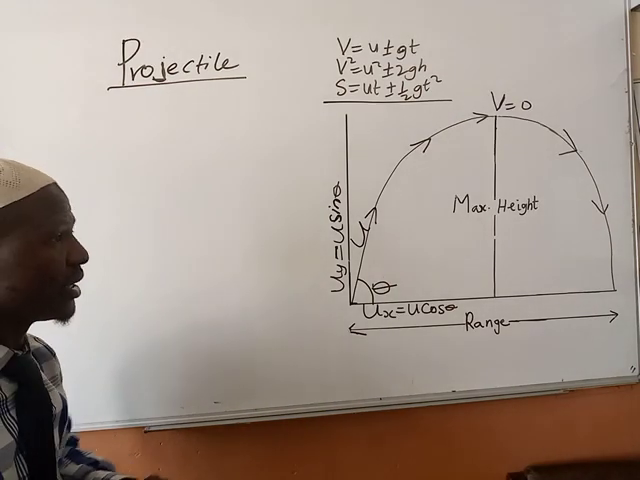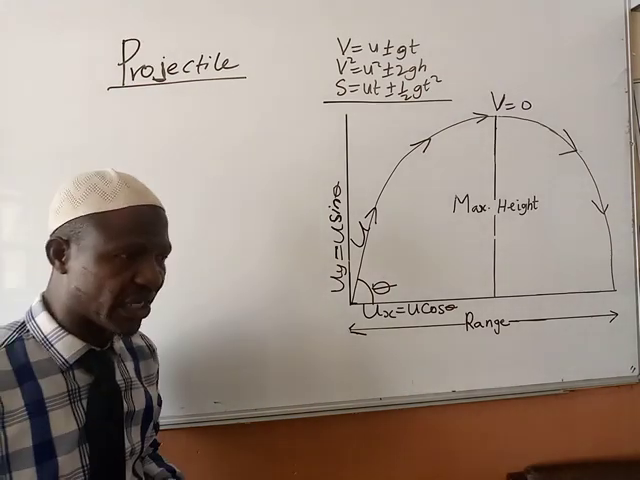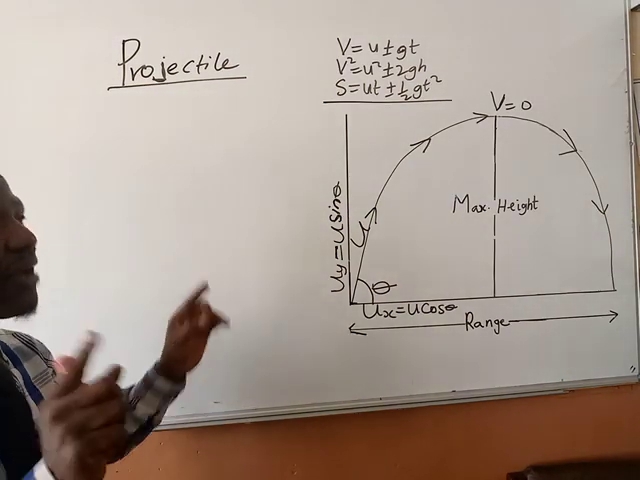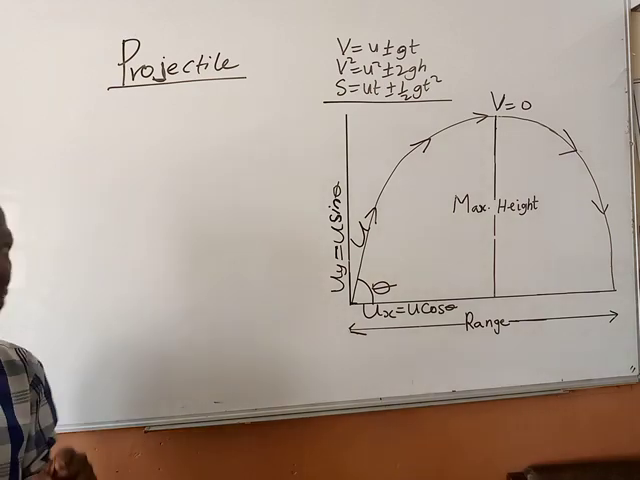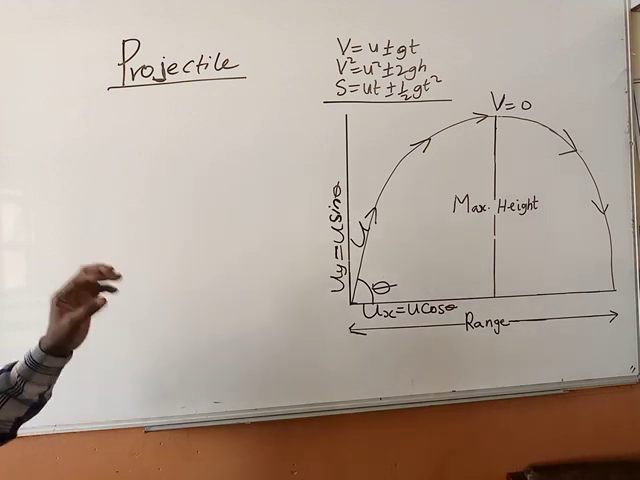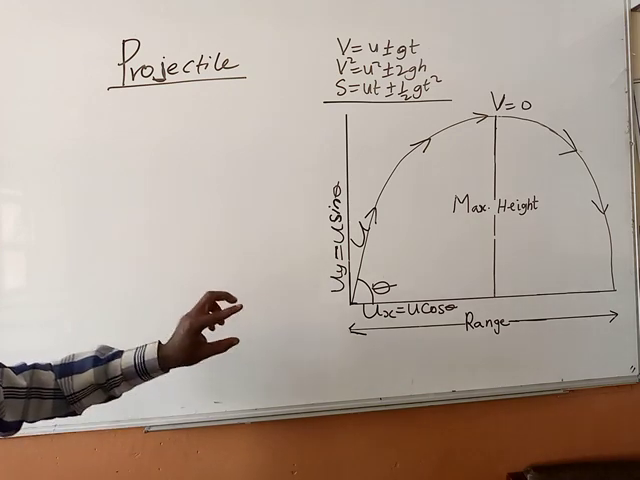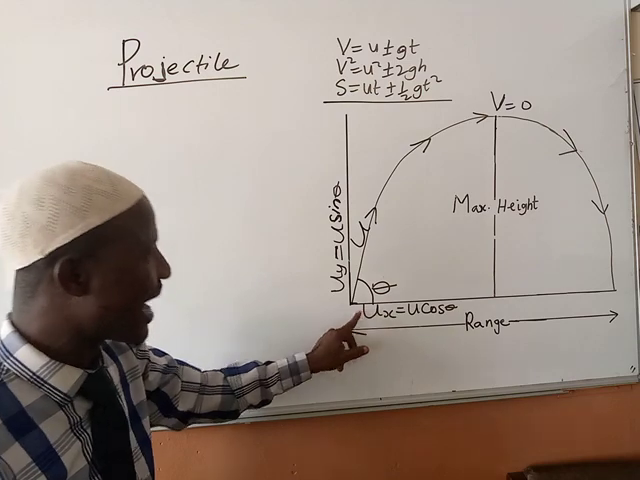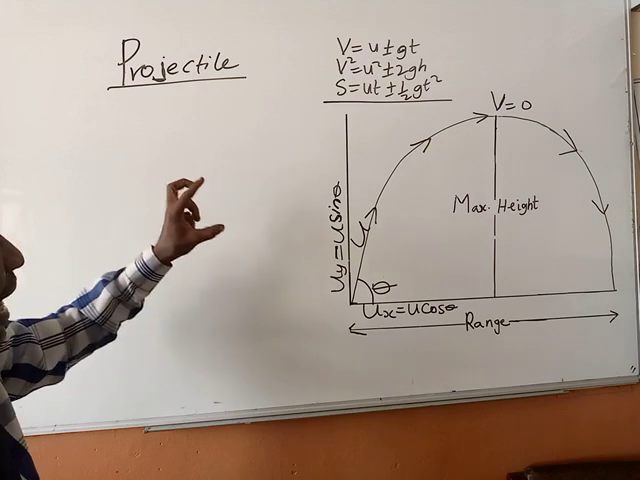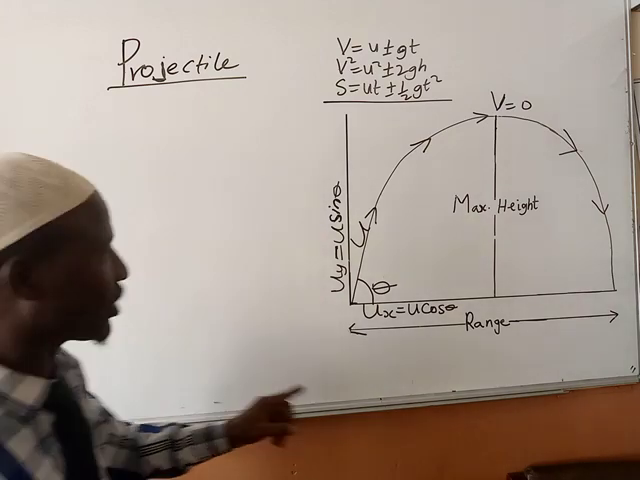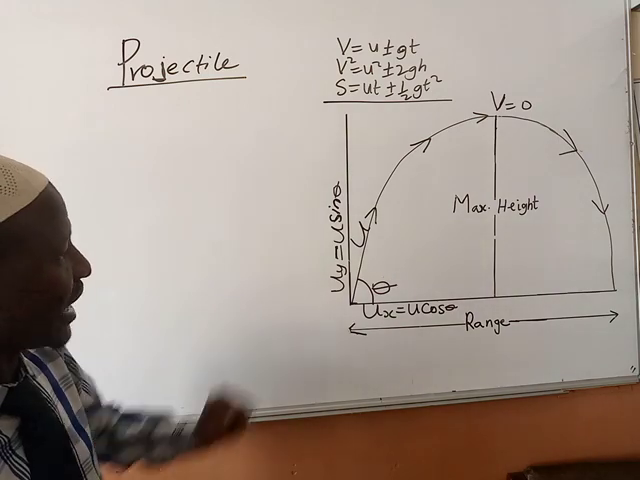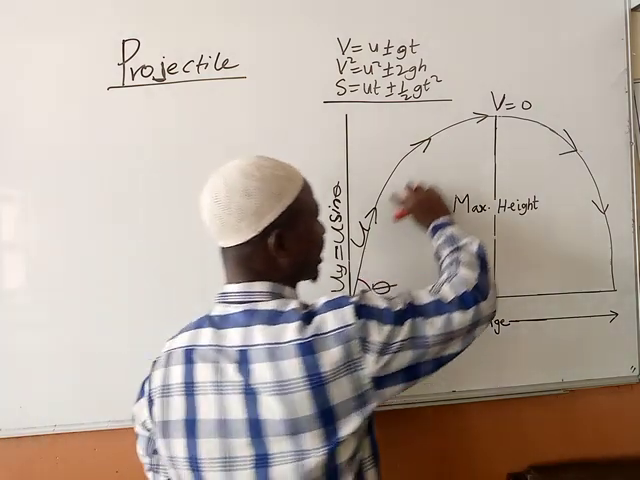Like I said, when we say projectile, we mean when an object is launched into the air and allowed to move under the influence of gravity alone. Now, take note of that: under the influence of gravity alone, which means the horizontal components of velocity and force of a projectile will remain constant, because acceleration due to gravity has no effect on the horizontal component.